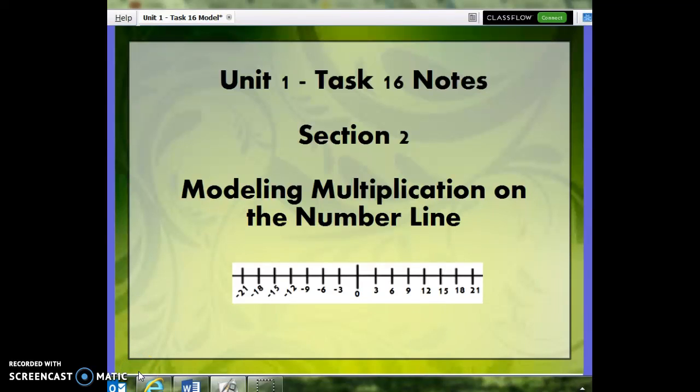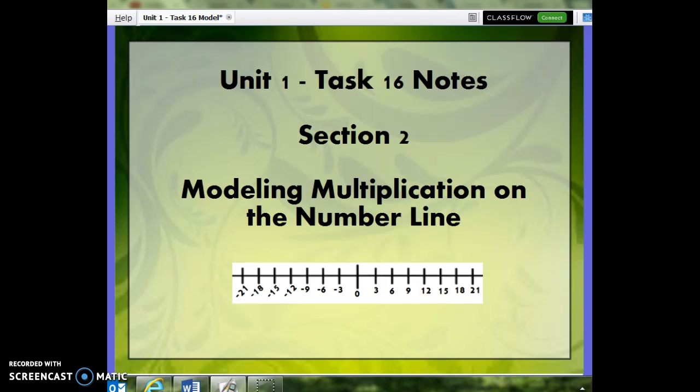Before you begin the Unit 1 Task 16 notes for Section 2, please make sure you have taken the Illuminate quiz for Unit 1 Task 16, Section 1. If you cannot find the quiz, go back to Google Classroom, Unit 1 Task 16, and look in the directions document to find the link. If you have taken the Illuminate quiz, let's begin the notes.